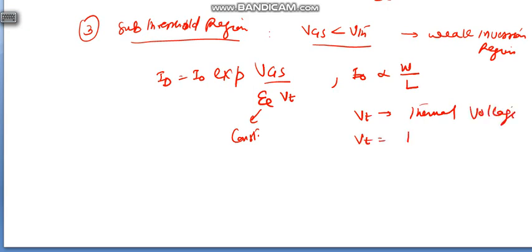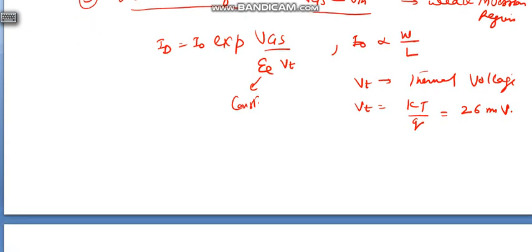VT equals KT by Q, which at room temperature is 26 millivolt. So these are the three regions of operation and their equations.